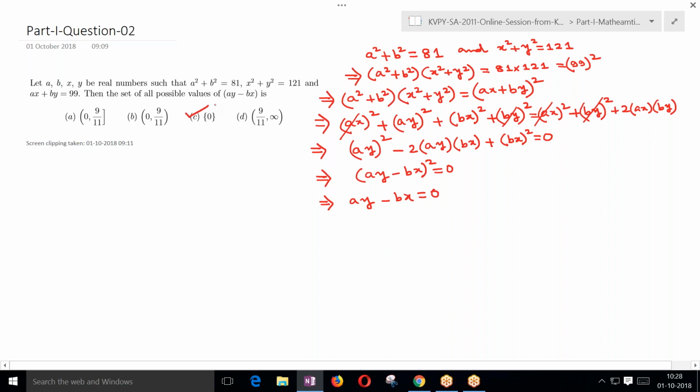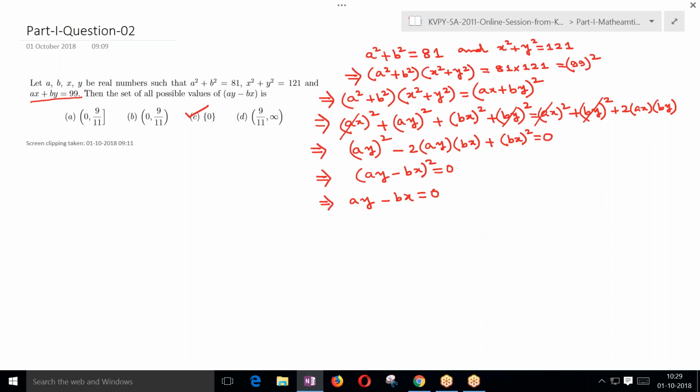Sir, I didn't understand the third line. The a square plus b square into x square plus y square, how is it ax plus by whole square? No, 99 square. You see, in the question it is given ax plus by is equal to 99. Correct? Okay. I hope now it is clear, right?